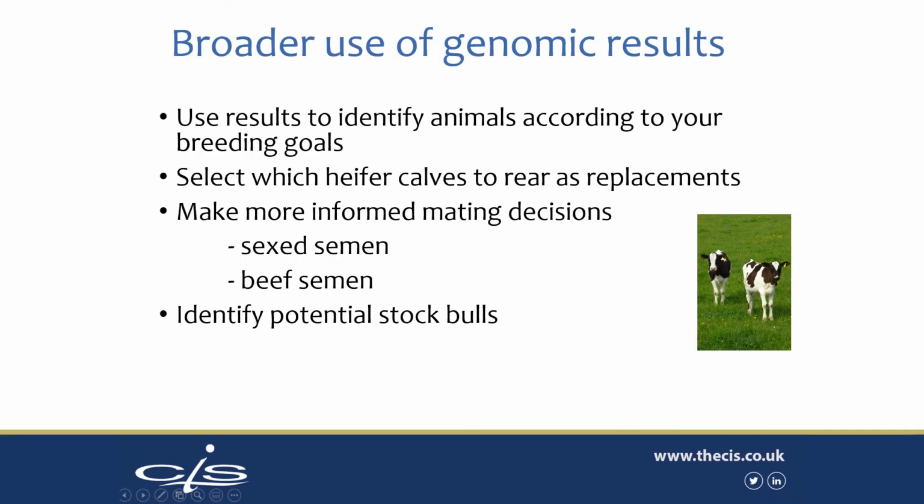And we'll just finish by reminding ourselves what the broader use of genomic results is. Really, you want to use these to identify animals according to your breeding goals. And if you're thinking of heifer calves, you're really looking at which heifer calves you might consider to rear as replacements. And you can also use the information to make more informed breeding decisions, which animals to mate to sexed semen, which to mate to beef semen.